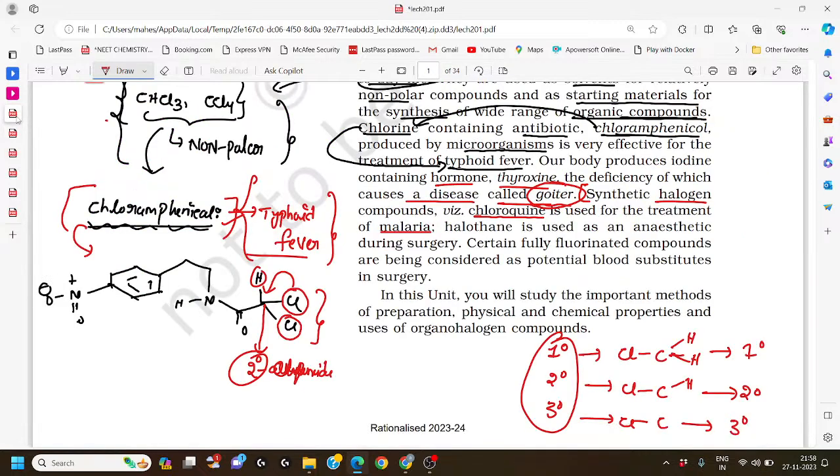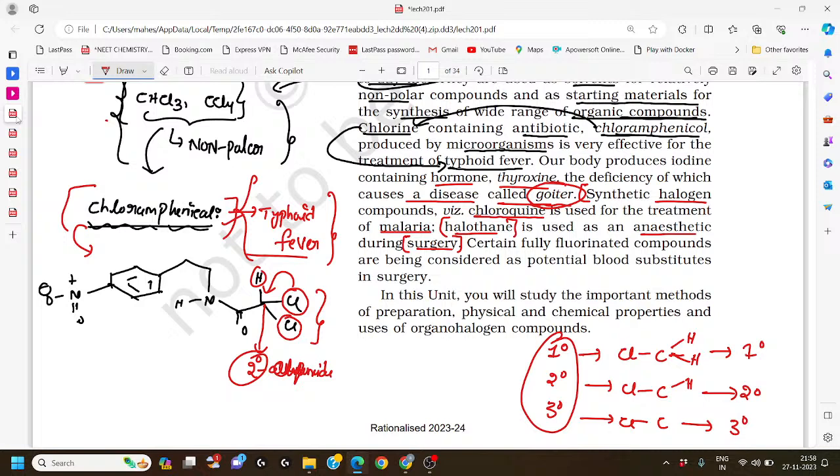The next concept. Halothane is used as an anesthetic during the surgery. We know that halothane is used as an anesthetic during the surgery. It is the anesthetic which is given to the patient before the surgery, without any pain.